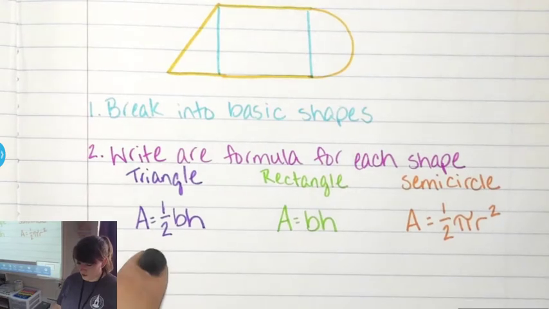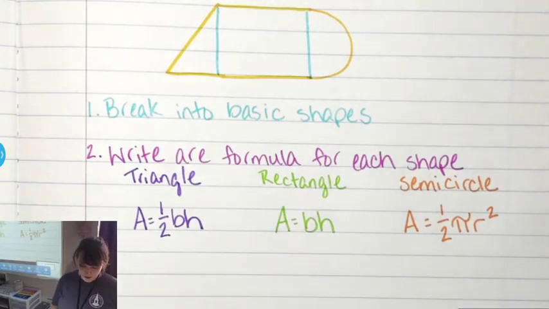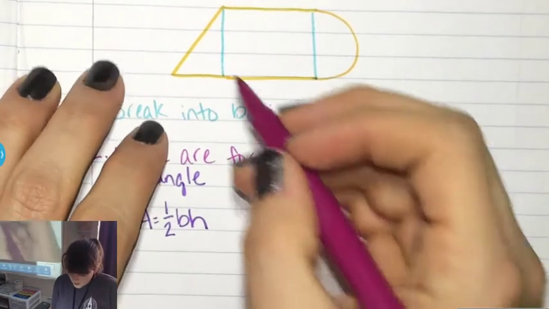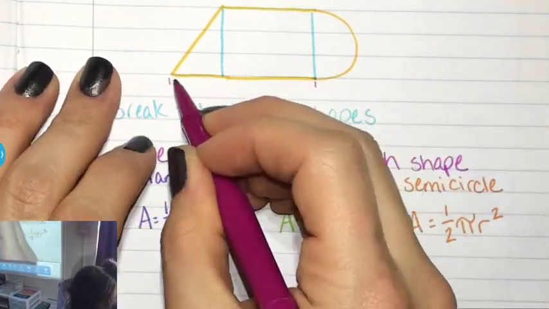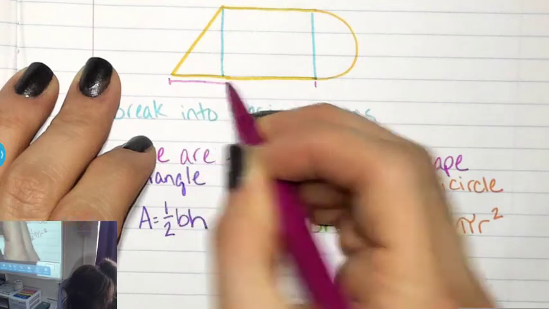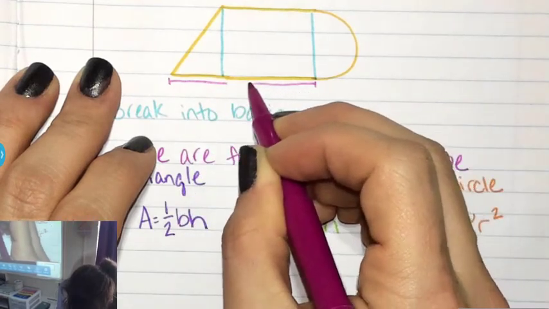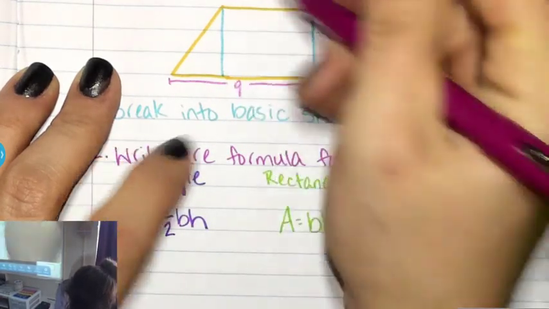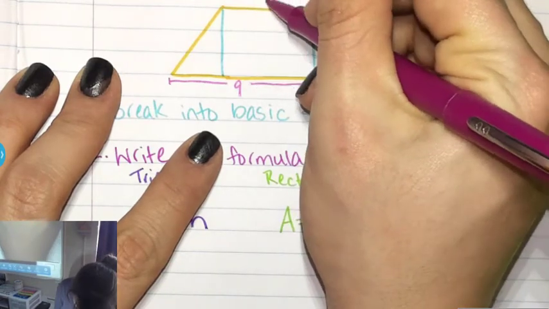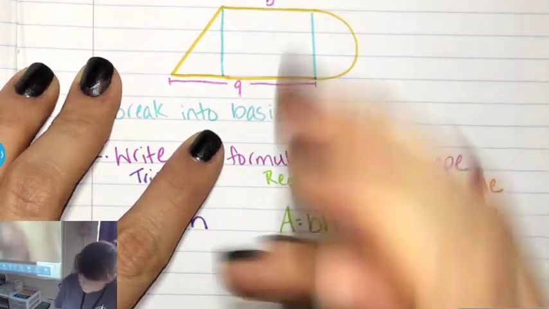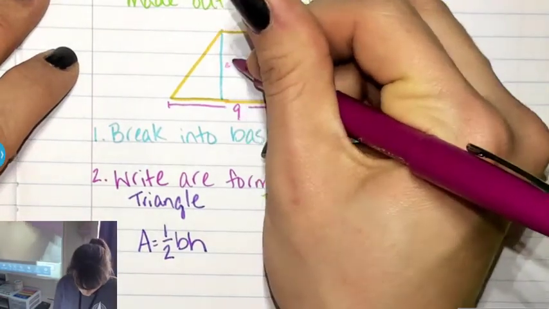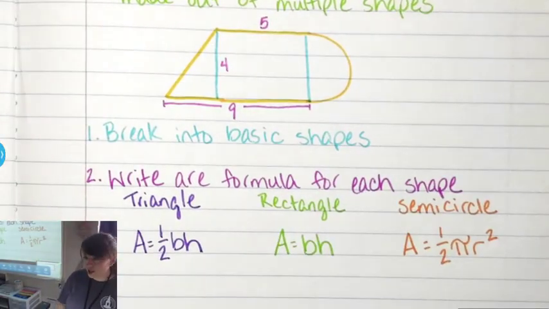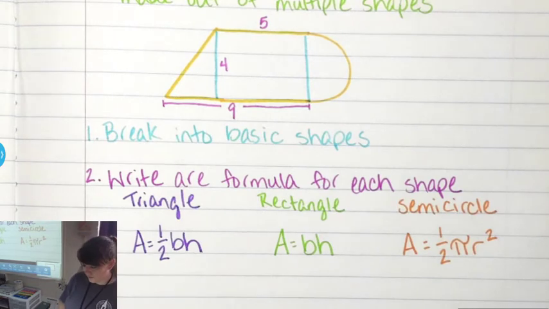Yep. So, if I added numbers to my shape, if I told you that from here to here, all the way across, is 9. This side's 5. And this is 4. All right, that's all you need to know. 5, 4, and 9.